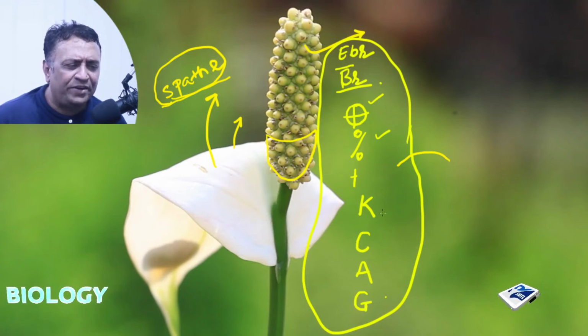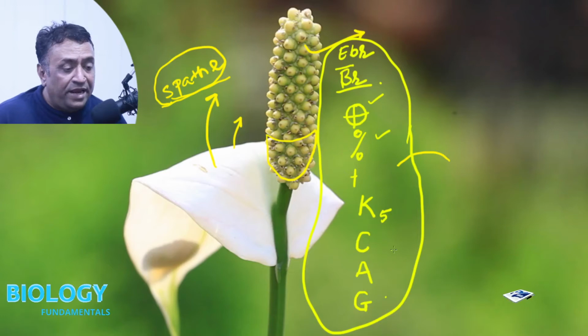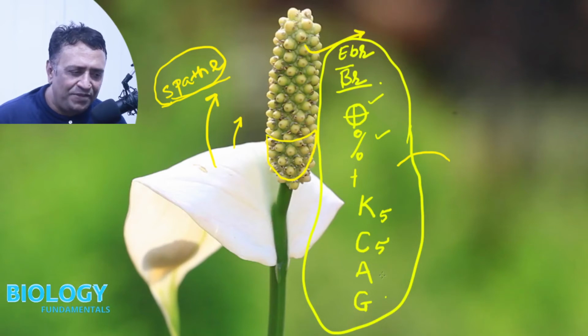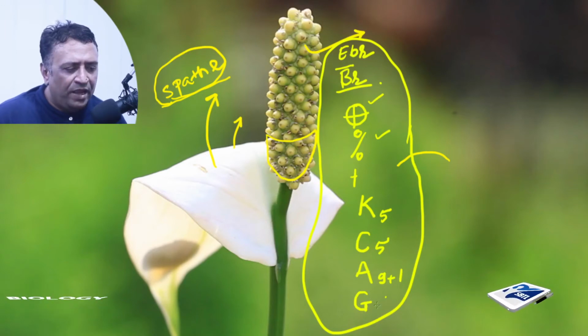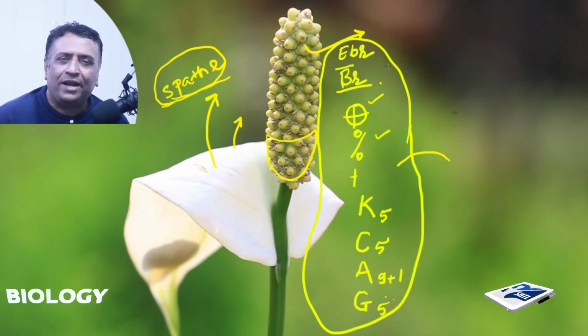We usually write the number of sepals here, maybe 5, 4 or whatever. Then here we write the number of petals. Here we write the number of stamens. If you remember Fabaceae, then it is 9 plus 1. And here we write the number of carpels. And there are various other conventions too, but we will go to their details later on.